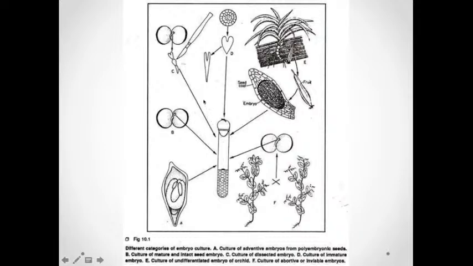Then culture of dissected embryo. So they dissected it into different parts. Then culture of immature embryo. So this is the heart and torpedo shape. From the heart stage we just start to grow. This could also be one of the parts for embryo culture.